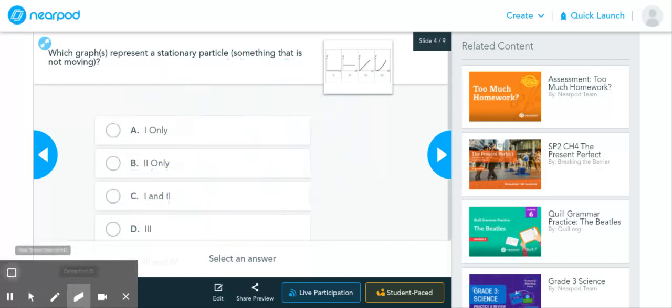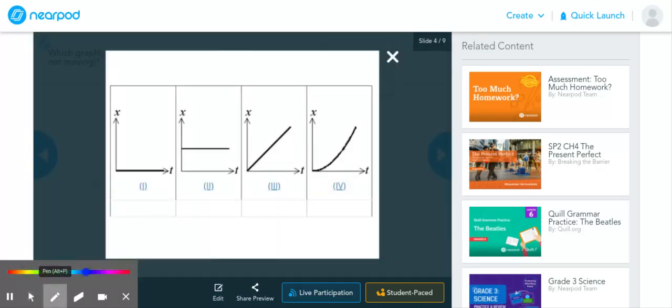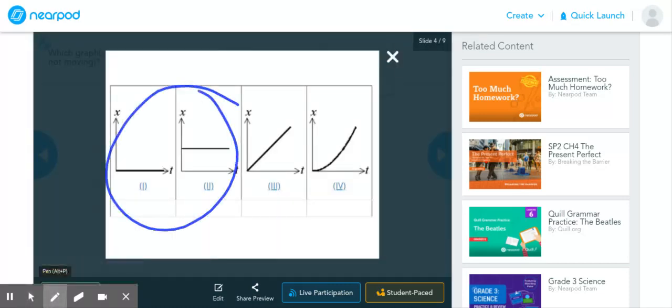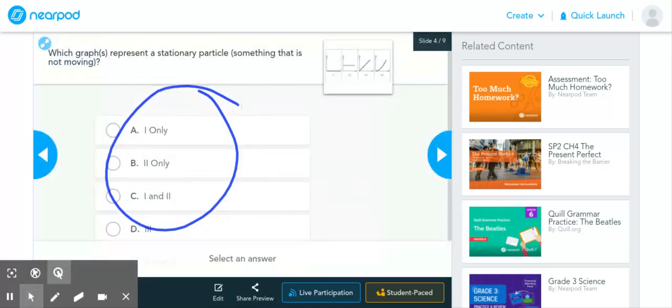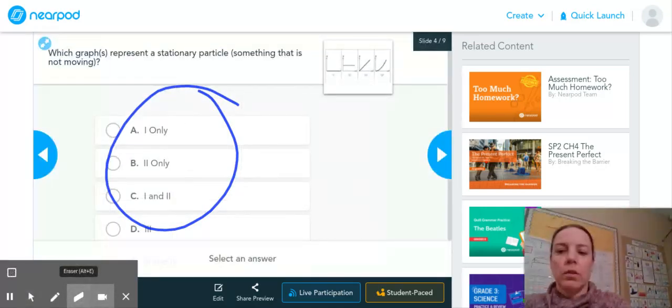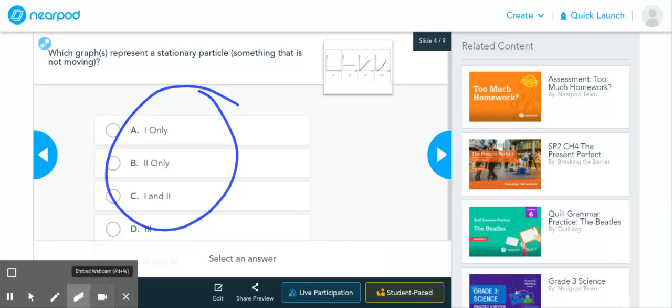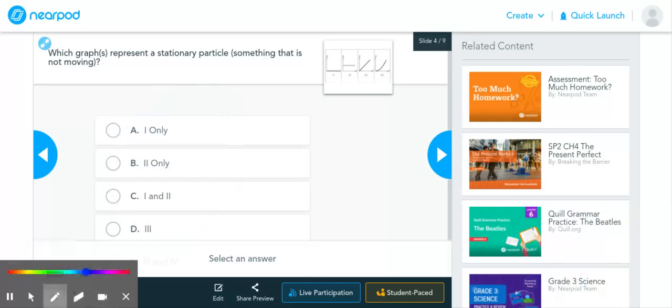Let me erase that. Okay, so sorry. We know it's 1 and 2. It's got to be these two. So the answer is 1 and 2. So that's this answer, C. 1 and 2.